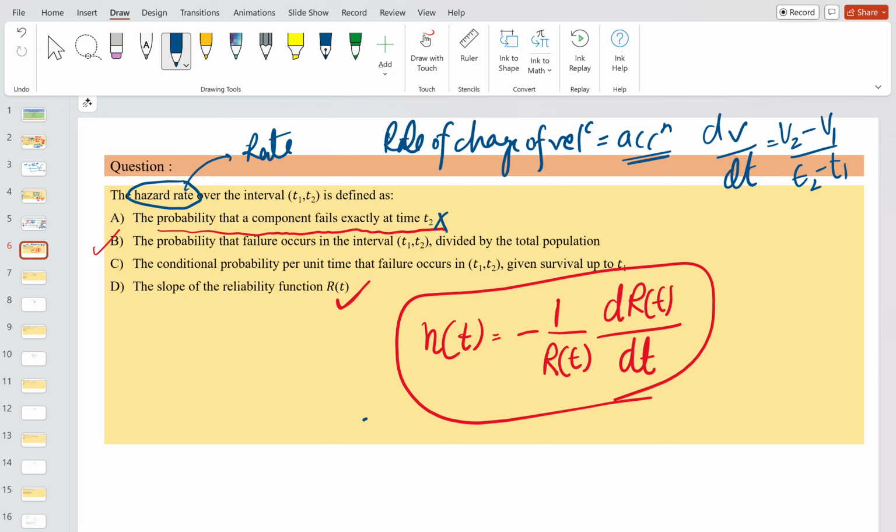Second, it says the probability that a failure occurs in the interval t1 to t2 divided by the total population. No, because the probability between t1 and t2 is not a rate. That is basically a density, meaning probability with respect to time is called a density. So that is false. Third, it says conditional probability per unit time. No, this is not a probability basically. Hazard rate is basically the reliability function slope. Let's take an example.